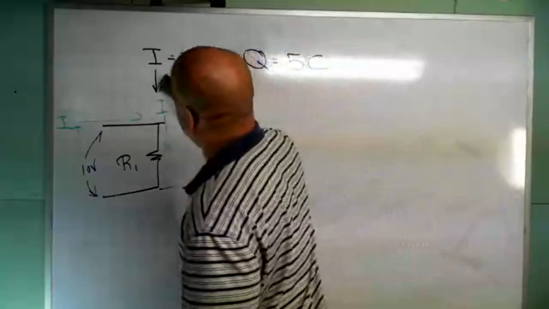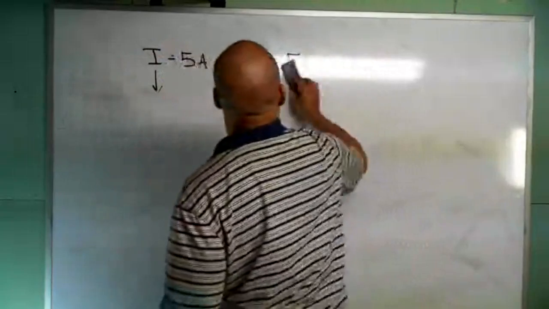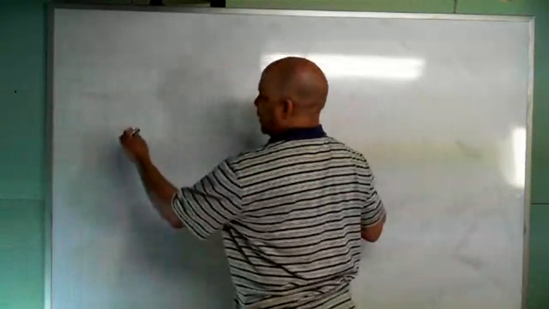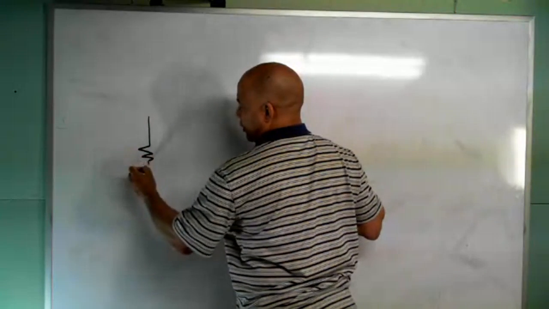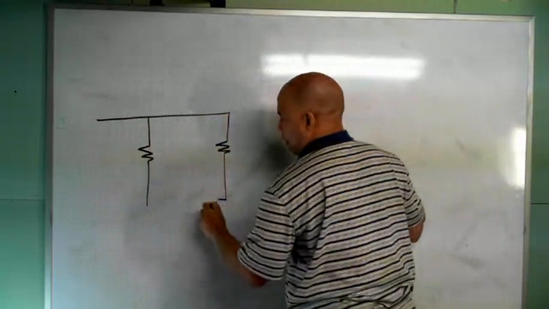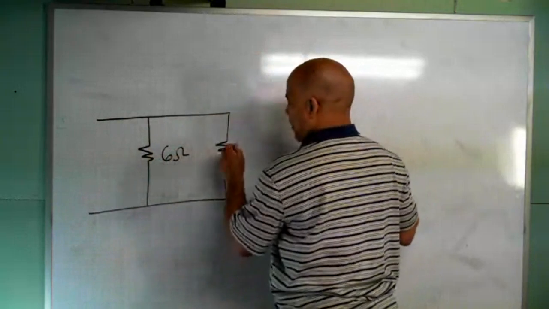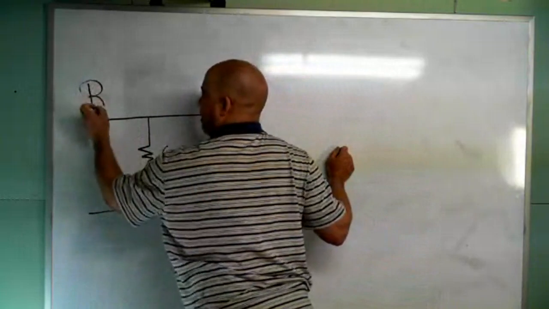So let's talk about capacitance and how capacitors behave when they're hooked in series and parallel. I want to start by looking at resistors in parallel. Let's say I've got two resistors, a 6 ohm and a 3 ohm. I want to find the total resistance.